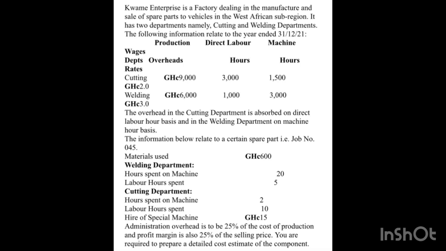The information below relates to certain spare parts, that is job number 045. Material used is 600. In the welding department, the hours spent on the machine are 20 and the labor hours spent are 5. Under the cutting department, the machine hours spent are 2 and labor hours spent are 10. And there was a hire of a special machine, which is 15 cedis. Administration overhead is to be 25% of the cost of production, and profit margin is also 25% of the selling price. You are required to prepare a detailed cost estimate of the component.